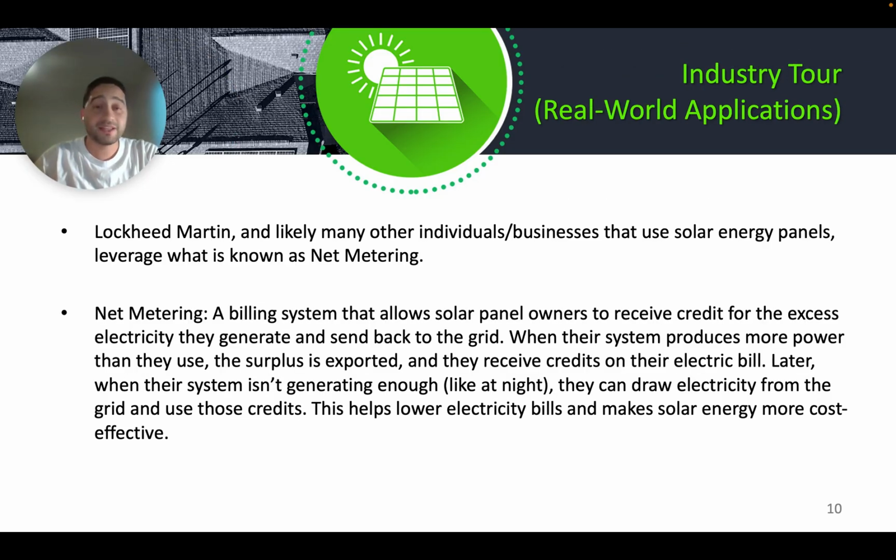Lockheed Martin, and likely many other individuals or businesses that use solar energy panels, leverage what is known as net metering, which is a billing system that allows solar panel owners to receive credit for the excess energy they generate and send back to the grid. When their system produces more power than they use, the surplus is exported and they receive credits on their electric bill. Later, when their system isn't generating enough, like at night, they can draw electricity from the grid and use those credits. This helps lower electricity bills and makes solar energy more cost effective.